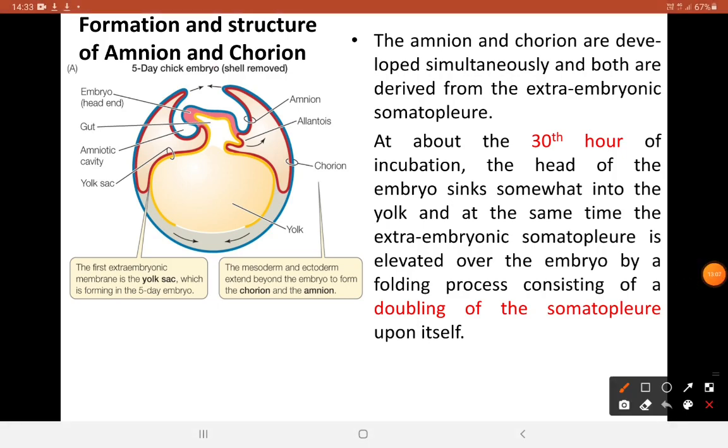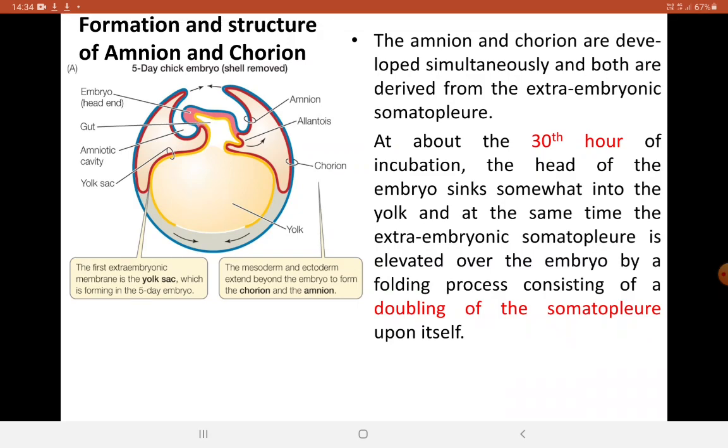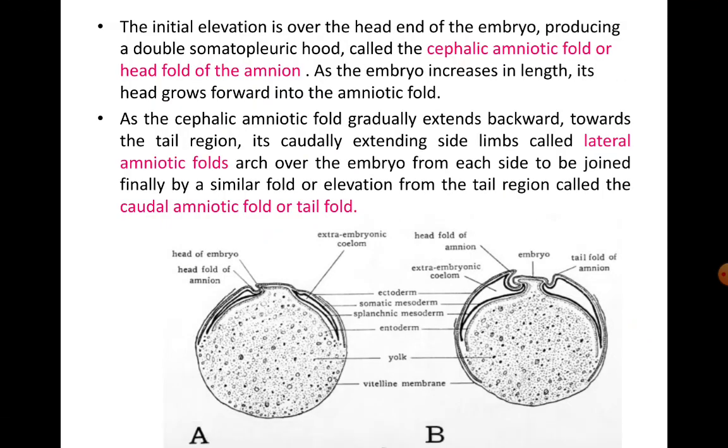Now in the diagram, if you observe, here you can see the amnion and this is the somatopleure. It pushes itself over the head of the developing embryo and it folds upon itself. See, it is folding upon itself, resulting in a double layer, and hence results in the formation of amnion and chorion.